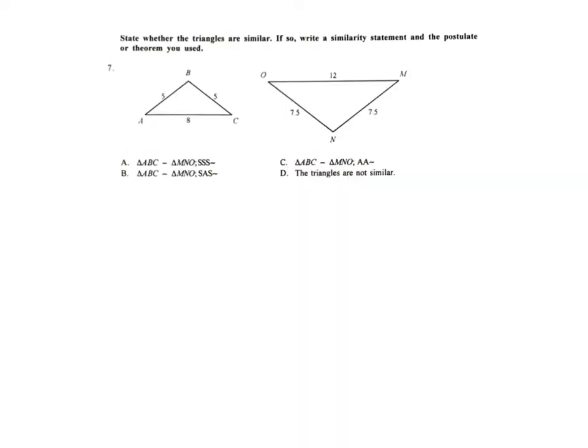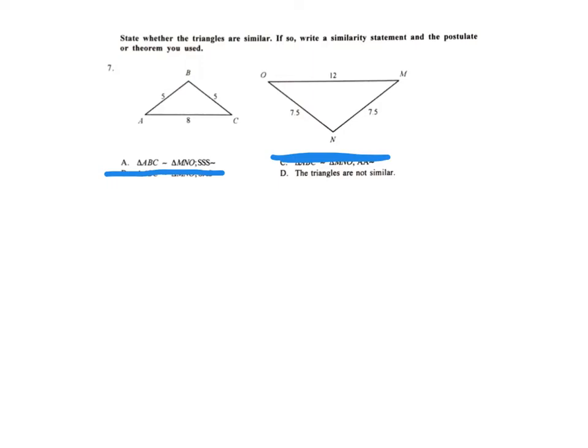Number 7 says state whether the triangles are similar. If so, write a similarity statement and the postulate or theorem you used. Again, we're looking for side-side-side, side-angle-side, or angle-angle. I notice right off the bat, my triangles do not have any angles. So that eliminates option C, angle-angle, and option B, side-angle-side. So either it's going to be similar by side-side-side, or not at all.